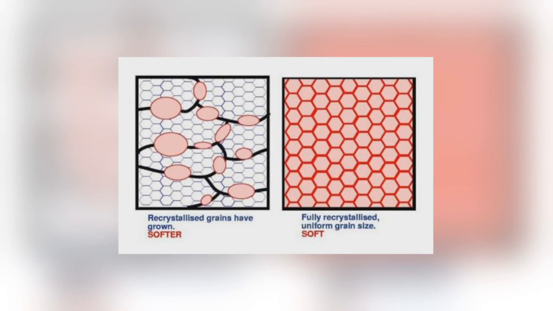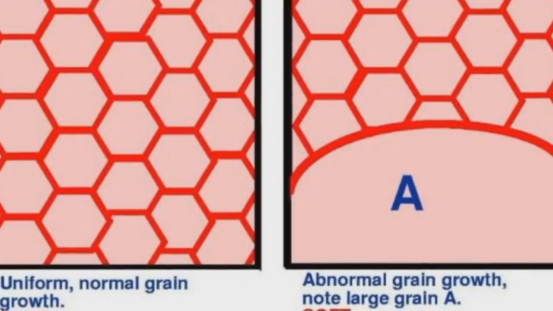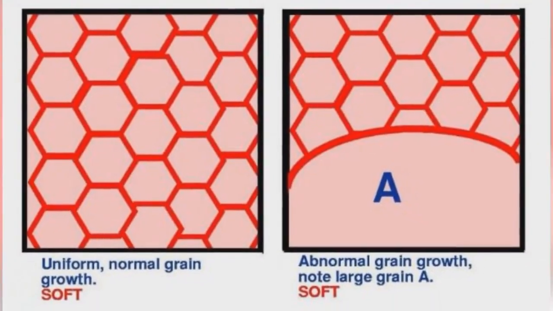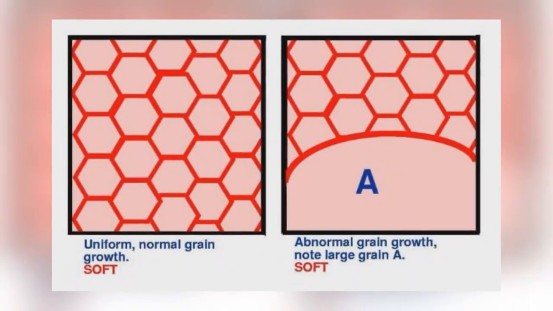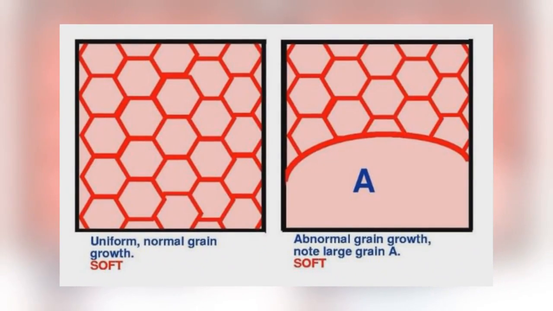If a fully recrystallized material is held at elevated temperature for a period of time, then the grains grow. Initially, the growth is reasonably uniform, but later, a small number of grains grow preferentially, and abnormal grain growth sets in.